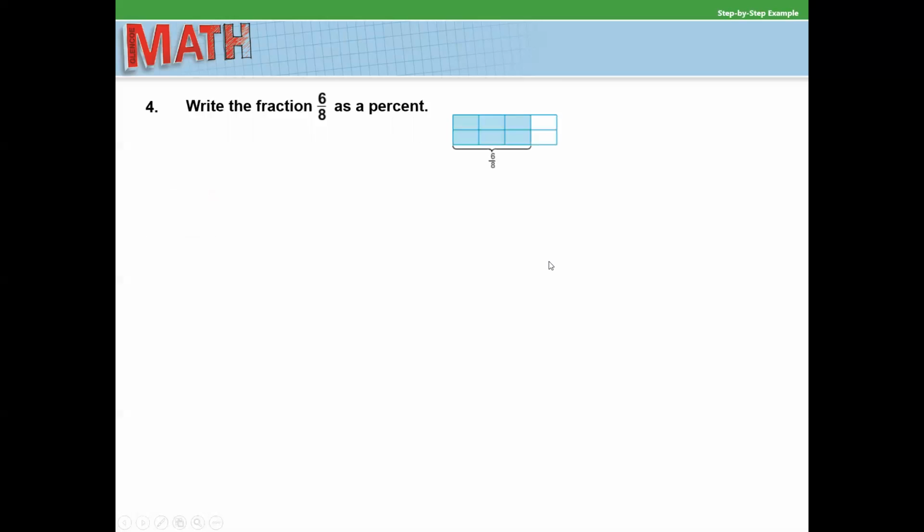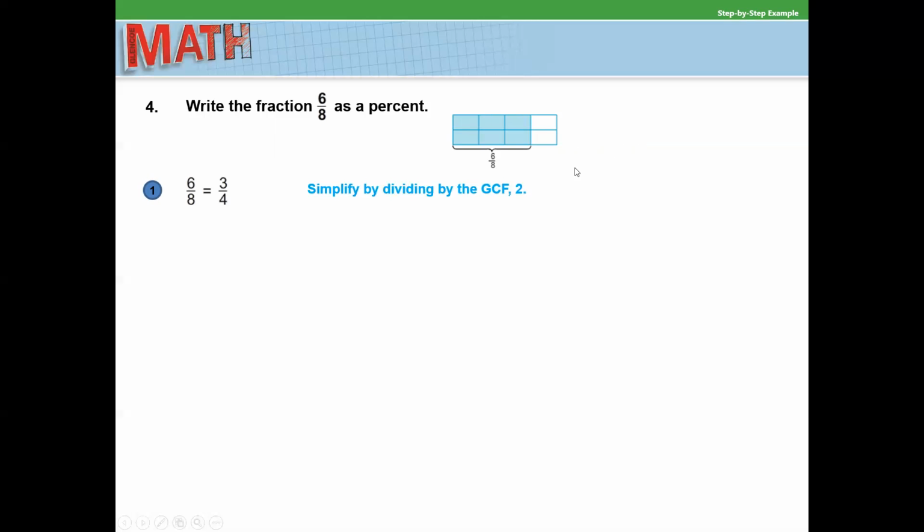Number 4, write the fraction 6/8 as a percent. So we've got to get eighths to 100ths. 2, 4, 6, 8. This bar diagram is divided into eighths, and they've colored in 6 out of 8. 6/8 equals 3/4. If you look at it this way, it's divided by fourths, and 3 of the fourths are shaded blue.